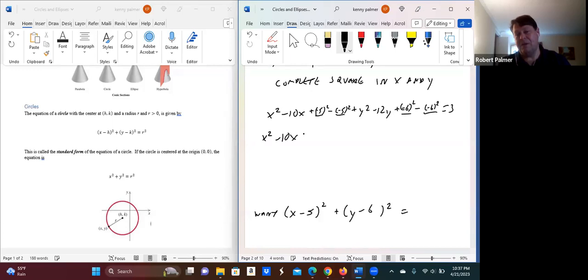So minus 10x. And so obviously this can be plus 25 minus 25, and plus y squared minus 12y plus 36 minus 36 is equal to 3. That's going to be the reason why we're adding and subtracting it. We can't change the equation. If we just simply add it to one side, then we're changing what the whole thing means. Okay, so now we're going to group these. Those will become our perfect square terms. Then we're going to add 25 and then 36 to both sides.